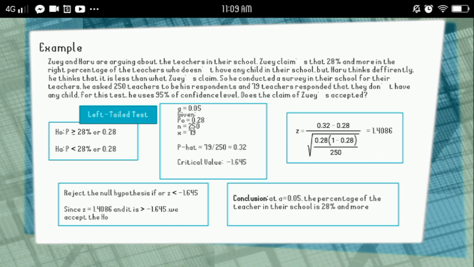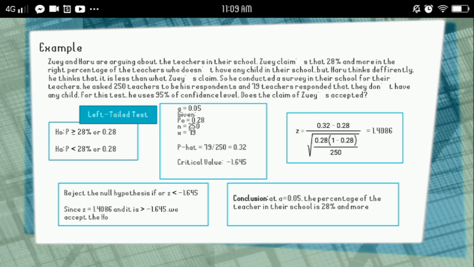So, since Z is equal to 1.4086 and it is greater than negative 1.645, then we accept the null hypothesis. So, the conclusion, at alpha is equal to 0.05, the percentage of the teachers in their school is 28% and more. So, tama yung claim ni Zoe, kaya natin in-accept yung null hypothesis.